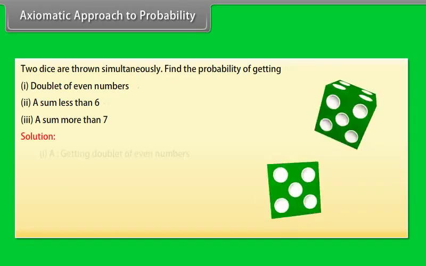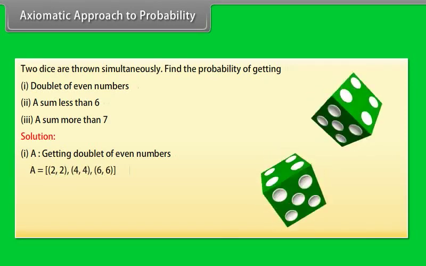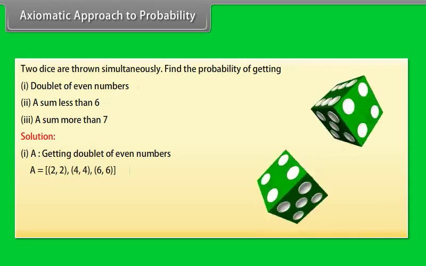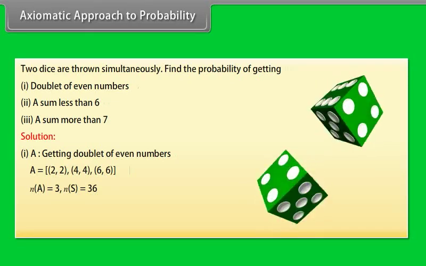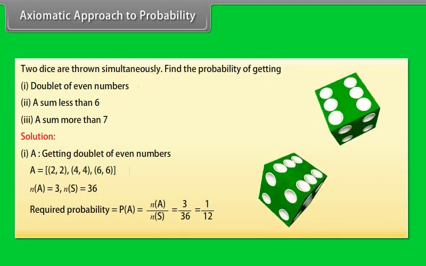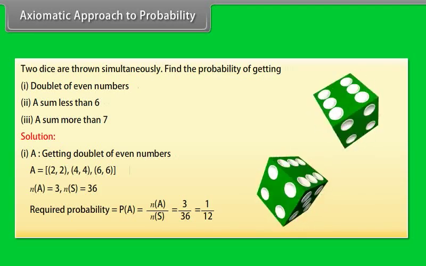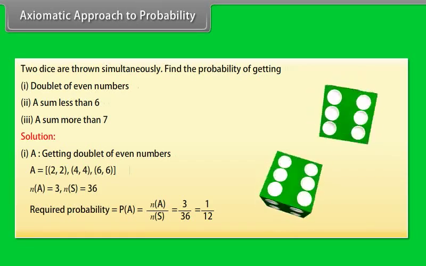Solution. 1. A: Getting doublets of even numbers. A = {(2,2), (4,4), (6,6)}. n(A) = 3. n(S) = 36. Required probability P(A) = n(A)/n(S) = 3/36 = 1/12.